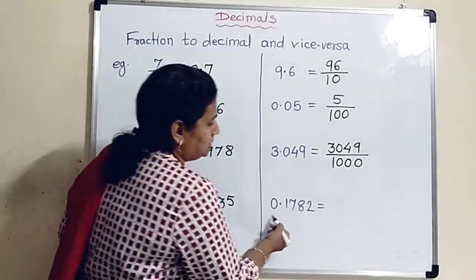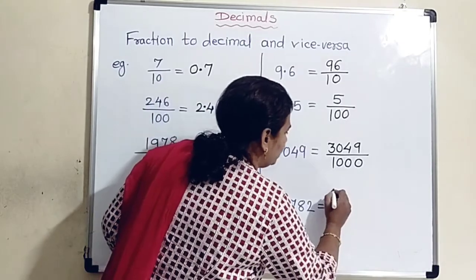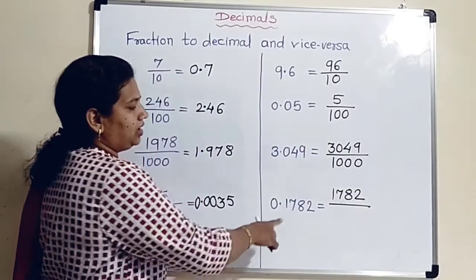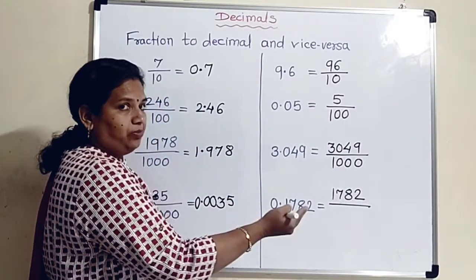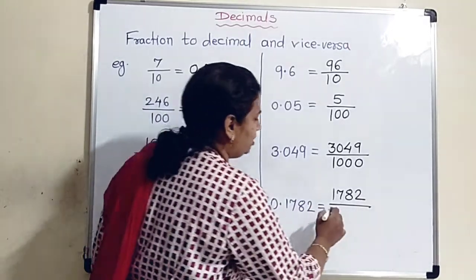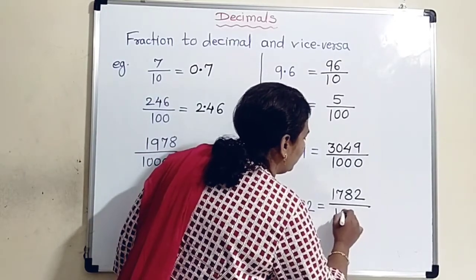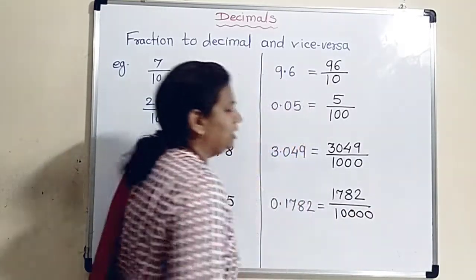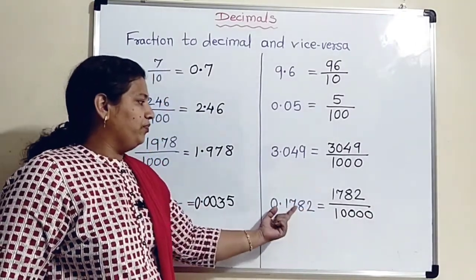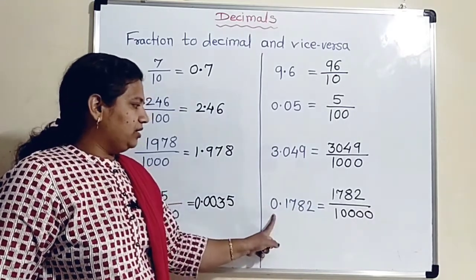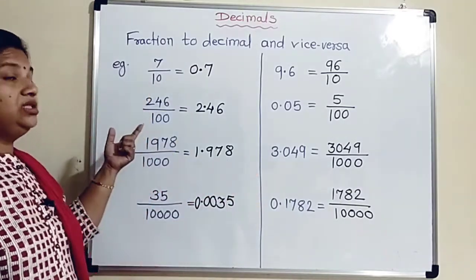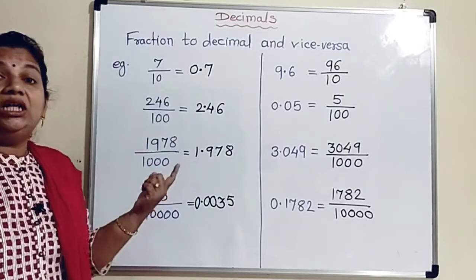Right? Same way here, 1782 will be in the numerator. Count the places after the decimal point, that is the decimal places: 1, 2, 3, 4. So here we have to write 1 followed by 4 zeros, that is 10,000. So this is the fractional conversion of this decimal number 0.1782.